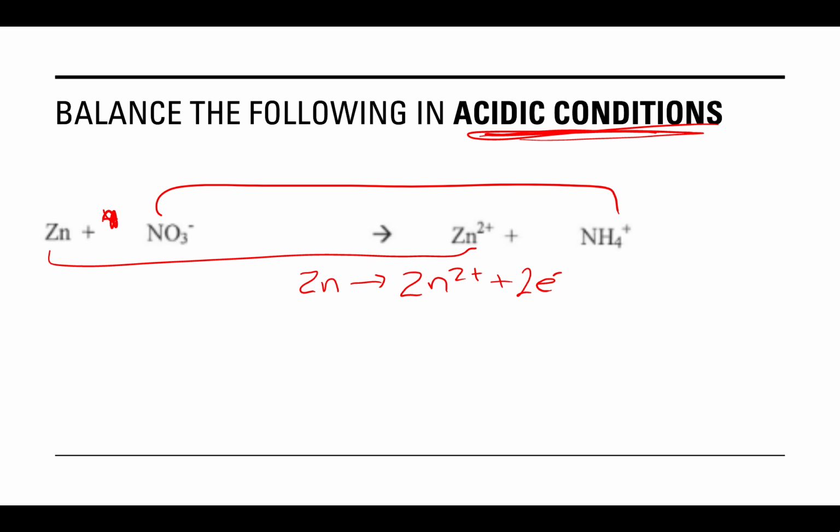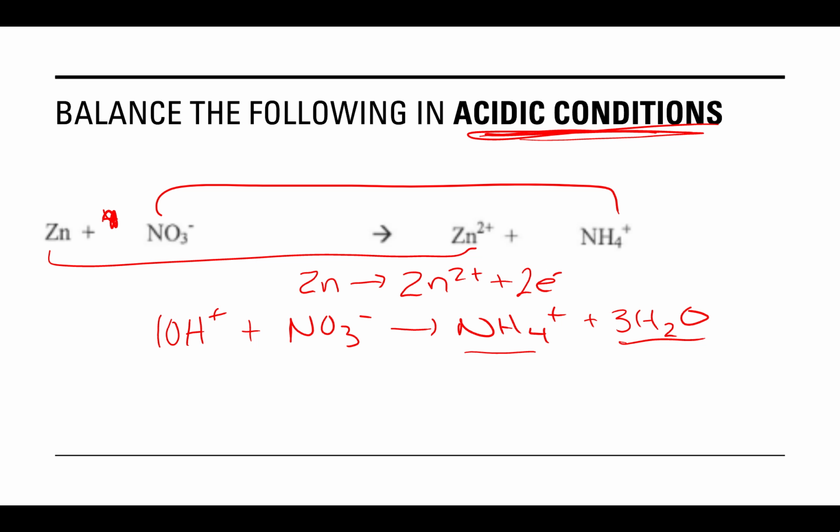Now moving on to the next half reaction, you have NO3 negative, and that's turning into NH4 positive. So nitrogen's already balanced. We'll move on to oxygen. We're going to add 3 water molecules to the right-hand side so that we have 3 oxygens on each side. Then we're going to add hydrogen ions to the reactant side. From the NH4, you have 4 hydrogens. From the water, you have 6. So that would be a total of 10. So to balance that out, I need 10 hydrogens on my reactant side.